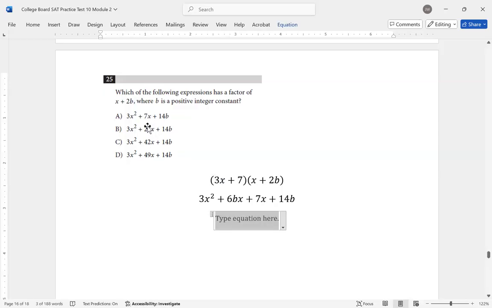So we're asking essentially which one of these middle terms would work for 6b plus 7. So 6b plus 7 is the middle coefficient. So there we go.